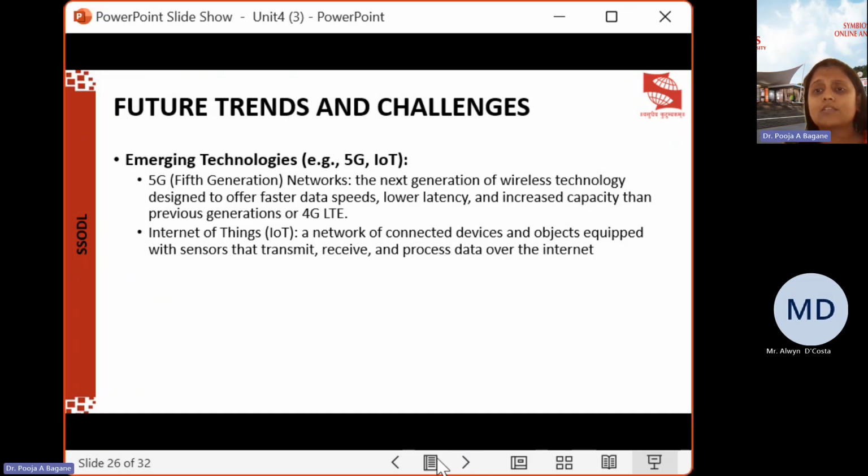Then the next is the Internet of Things, that is IoT. IoT we have also discussed. It is a network of connected devices, objects equipped with sensors, which transmit and receive as well as process data over the network. When we are developing IoT technology, it allows physical things to connect with digital things, which makes automation, monitoring, and optimization in various areas possible.